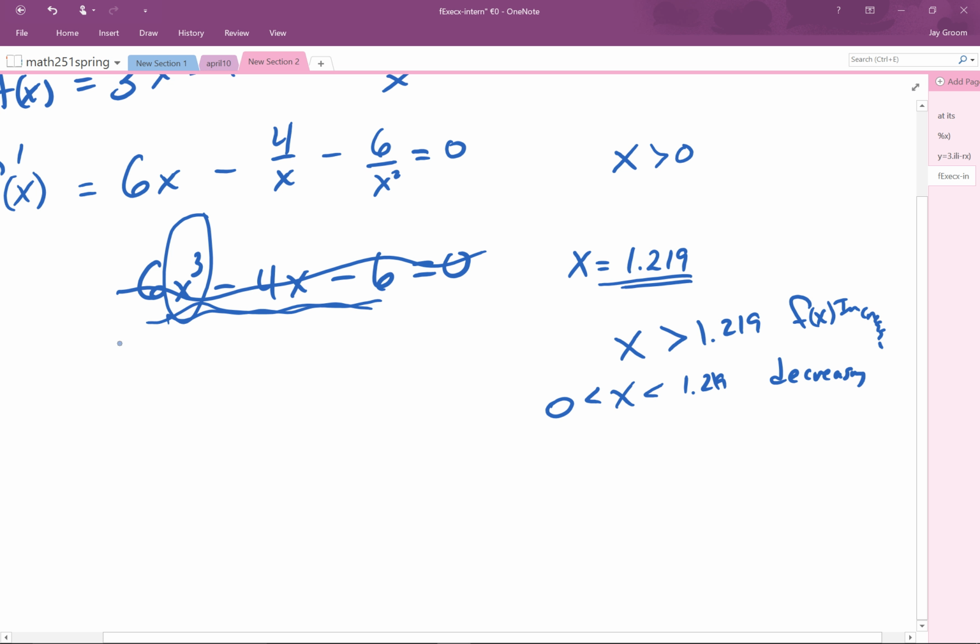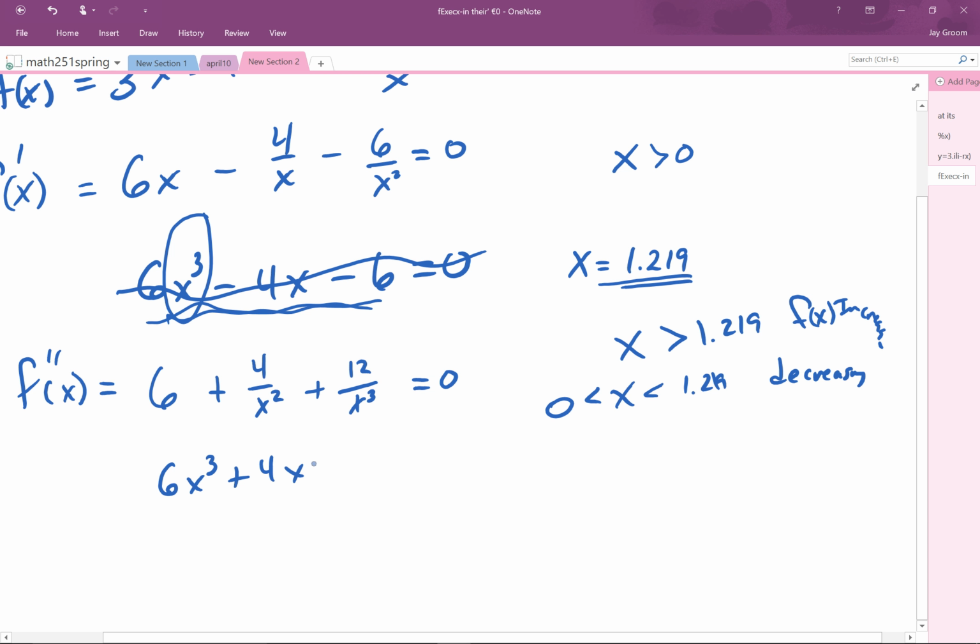Now notice I was solving this. I cannot use this to take the second derivative. I need to take the second derivative of this guy. So it's going to be 6, plus 4 over x squared, because this is negative 4x to the minus 1, and then this is negative 6x to the minus 2. So it's going to be plus 12 over x cubed equals 0. And you're like, okay, same thing as last time, times everybody by x cubed this time, and set this baby equal to 0.